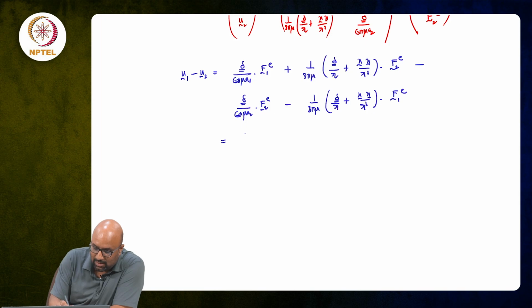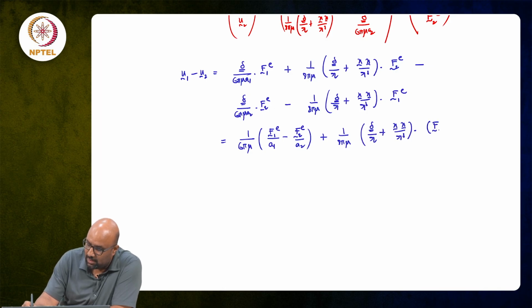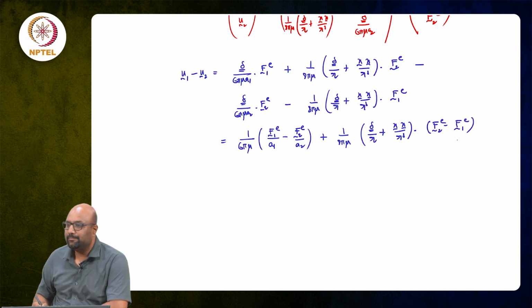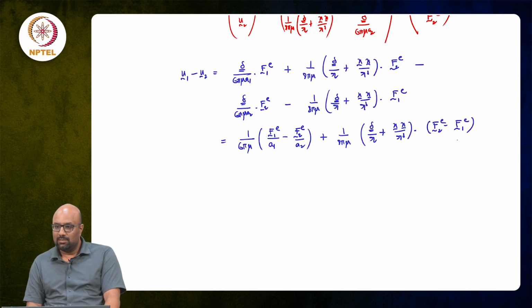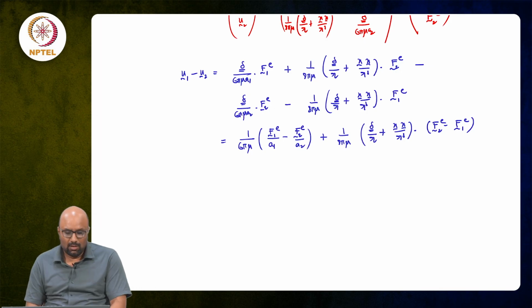So, if I write this out, I will take the 6 pi mu outside. So, I will have f1e by a1 minus f2e by a2, right, and then I have 1 by 8 pi mu delta by r plus xx by r cube dot f2e minus f1e. Is this okay? Did we get it right? So, delta dot f1 is f1, right. What happens when the two spheres are identical?